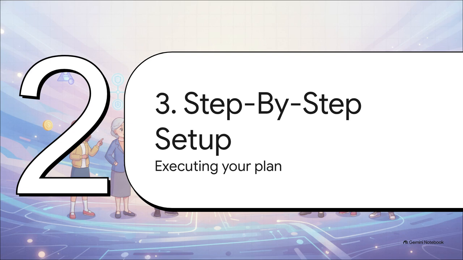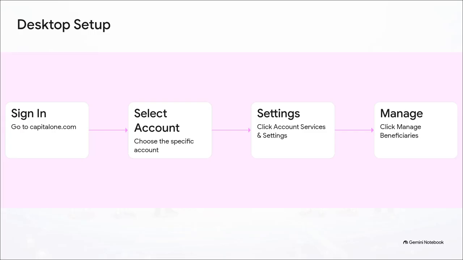Let's execute your plan. If you're sitting at a desktop computer right now, this is the exact 4-step path you're going to follow. It's super easy. First, sign into CapitalOne.com. Second, choose your specific account, like your 360 Performance Savings or a CD. Third, click on Account Services and Settings. And fourth, click Manage Beneficiaries. From there, the system will prompt you for the details we just gathered, and it's going to shoot a multi-factor authentication code to your phone just to make sure it's really you making the update.